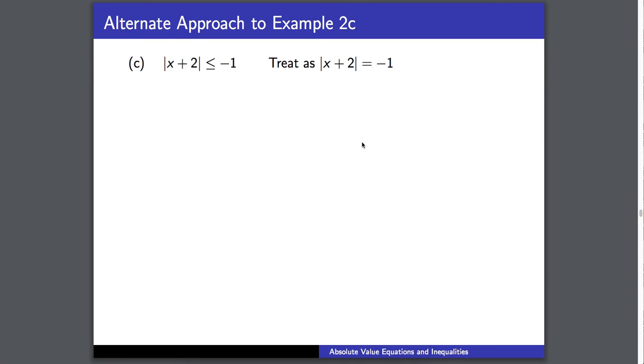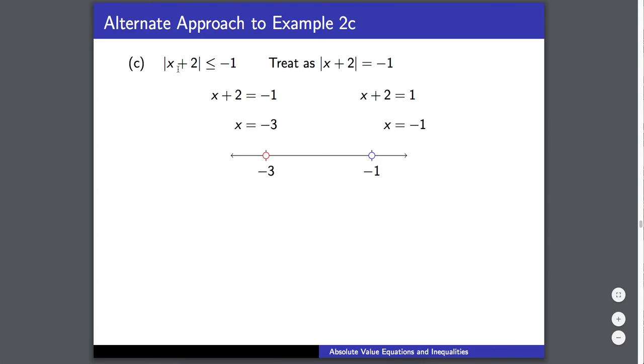As an alternative approach, if we treat it like an equation and solve it, we get negative 3 and negative 1. But as we can tell when we plug them in, we don't get the left and right sides to be equal, and no test values work, so there is no solution as well.